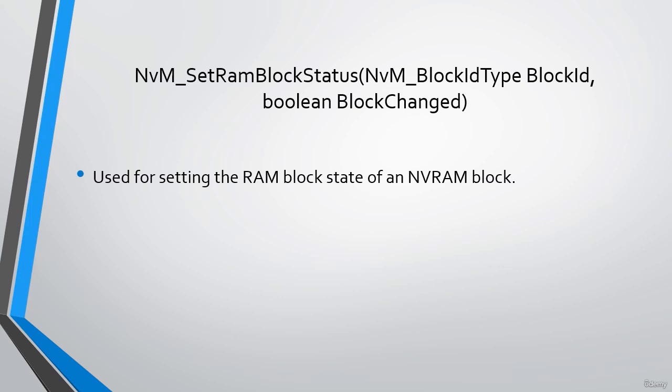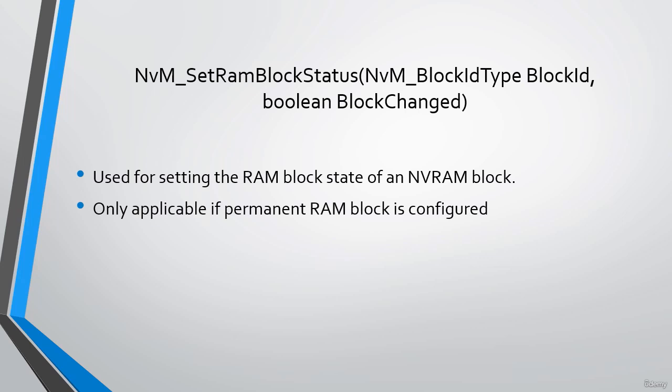It is used for setting the RAM block state of an NVRAM block. So simply put, this will let us set the state of a RAM block, NVRAM block. Now it is only applicable if a permanent RAM block is configured. We can't use this API for a temporary RAM block. Now what is the difference between a permanent RAM block and a temporary RAM block?